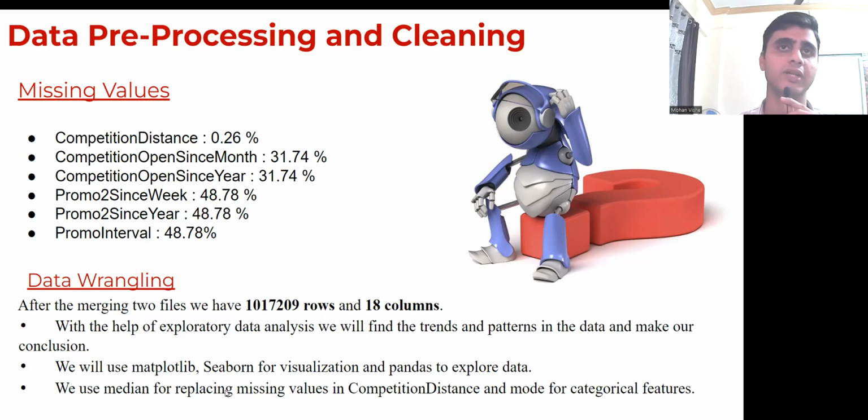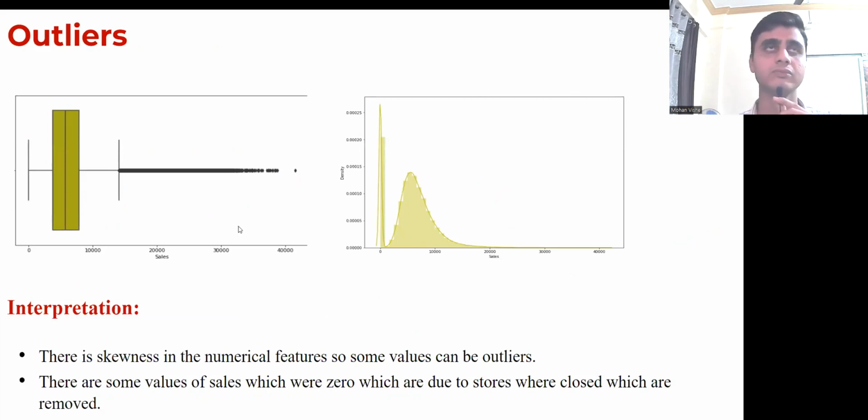We use the median for replacing missing values for numerical features, and the mode for categorical features. Outliers. Interpretation: there is skewness in the numerical features, so there could be some outliers. We used transformation to reduce the effect of outliers. For sales, there are some values which are 0, because the stores were closed for some work, so sales were 0. We have to remove these values.